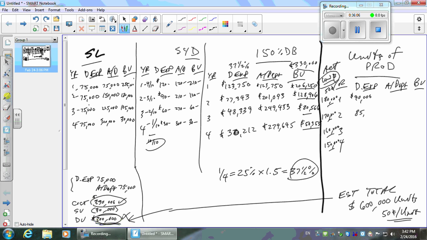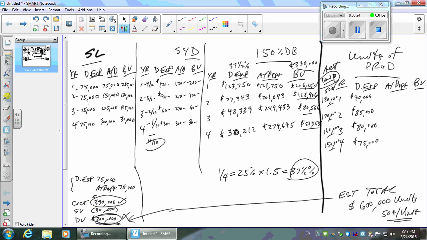85. They use a little bit less each time. I don't know why. 80, the third year. That's what was in the problem. Whoops, it's not dollars. Yes, it is. Sorry. 80,000 debit depreciation expense. And then the 150 units would be 75, right?